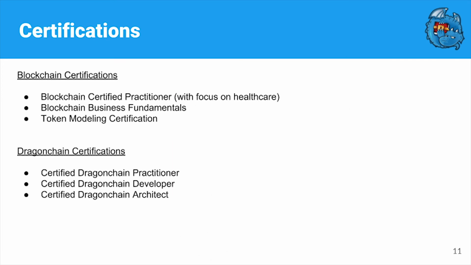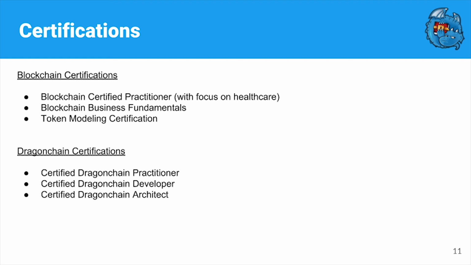All right, so what are the certifications that we're going to provide? There's going to be basically two types of certifications. We're going to have general blockchain certifications, which is going to be across the board generic, and then we're going to have certifications that are specific to the Dragonchain platform. They're going to be the blockchain certified practitioner, and that's going to have focus on certain industries. I put focus on healthcare, but we're going to have silos for that. So depending on which type of industry you're going to be working in, that's going to be where you're going to want to have your focus, right?